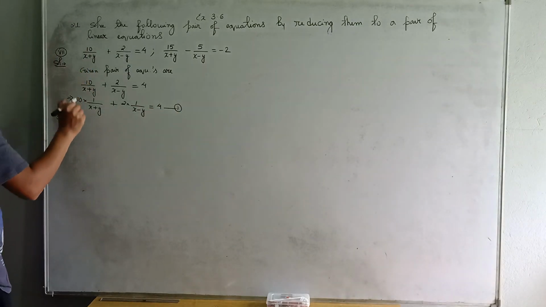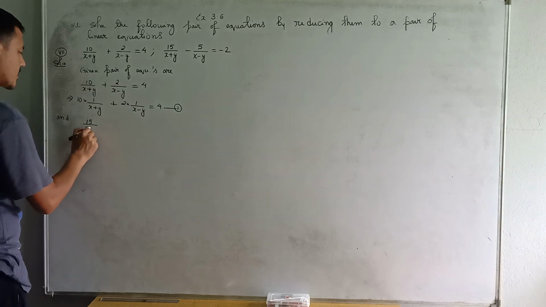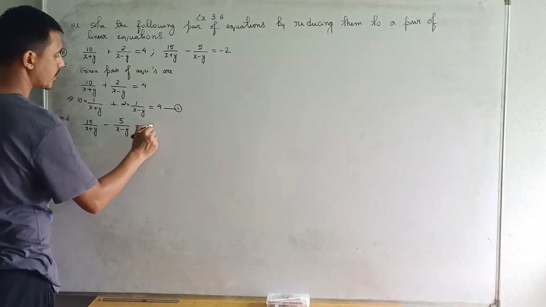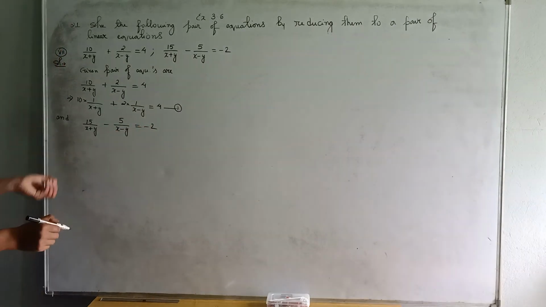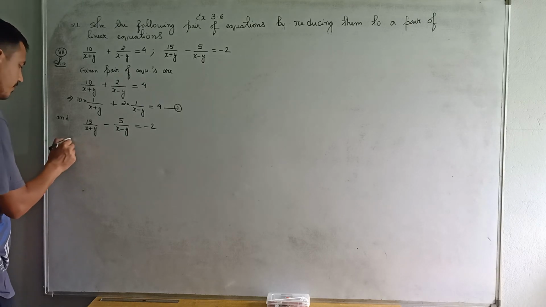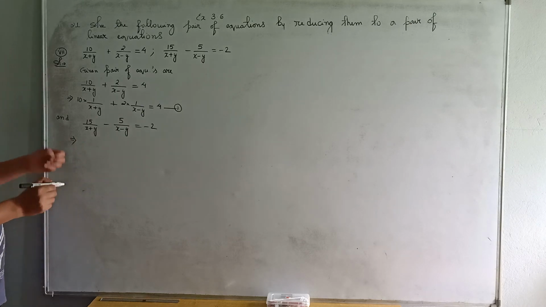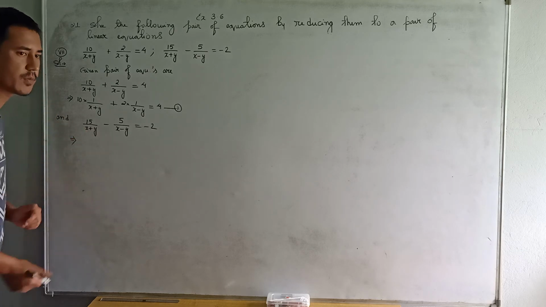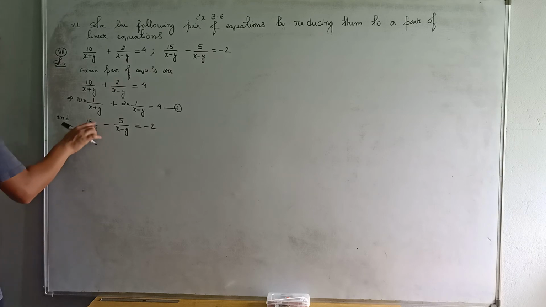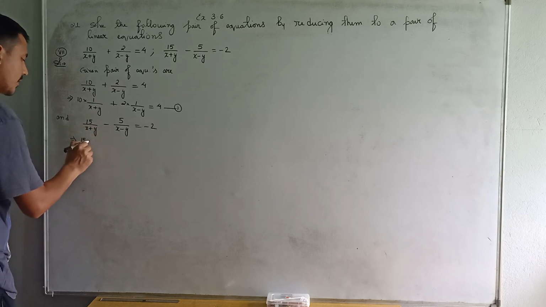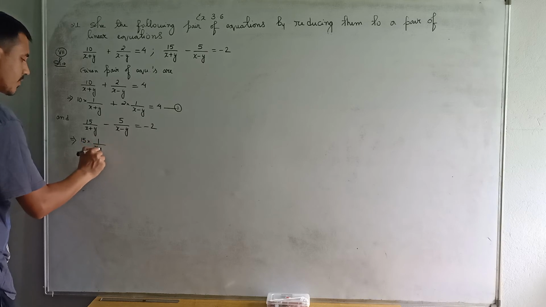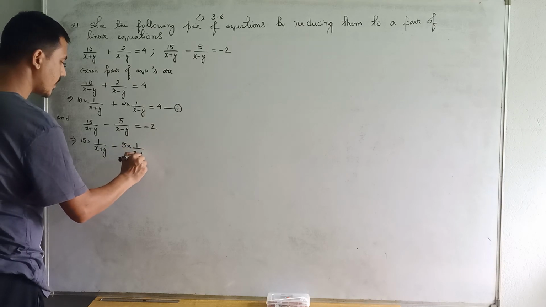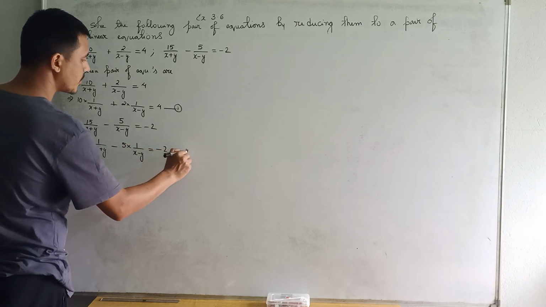And your next equation, 15 upon x plus y minus 5 upon x minus y is equal to minus 2. Separate the variable and its coefficient. But if something is added or subtracted to the variable in the denominator, then they are inseparable, okay? So what I'm going to do is here, 15 times 1 upon x plus y minus 5 times 1 upon x minus y is equal to minus 2. That's how we do, right?